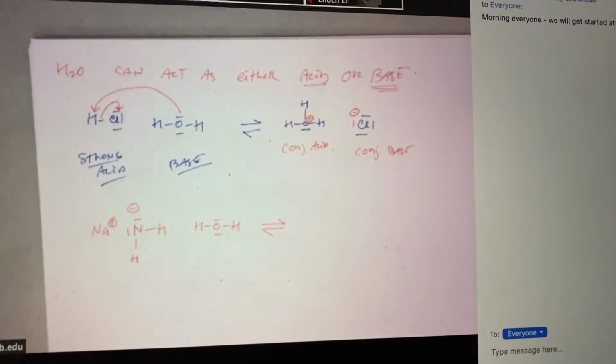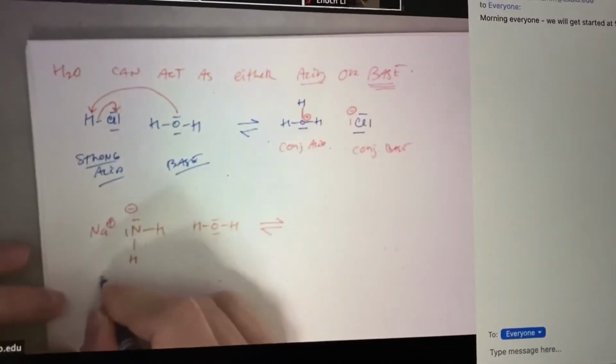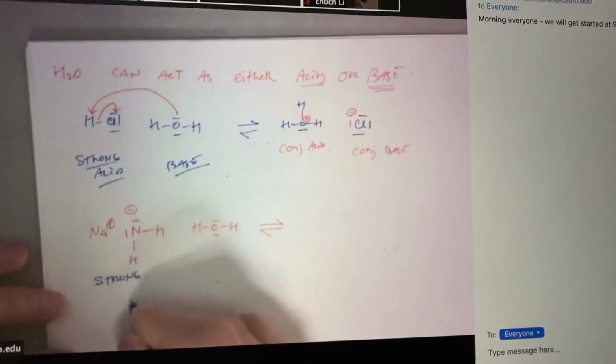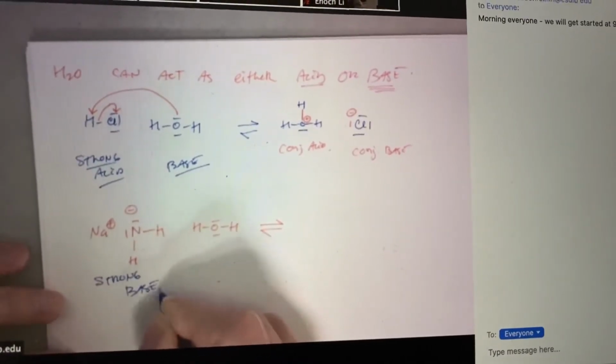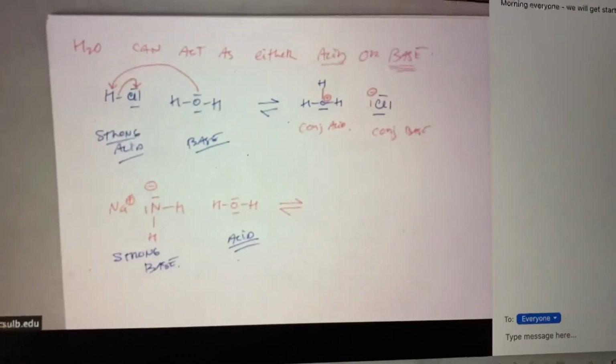And you might not know any properties about sodium amide at all. That's absolutely okay. But I'm going to tell you right now that it's a strong base. And that's going to make water, in this example, our acid. Water can play both roles.